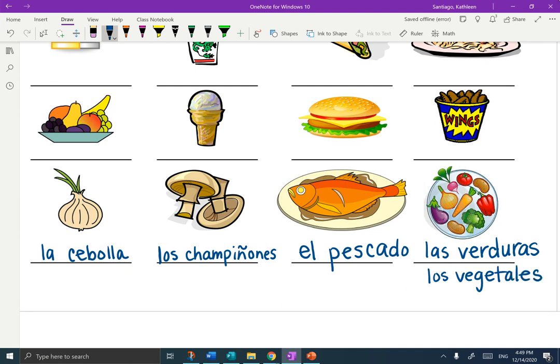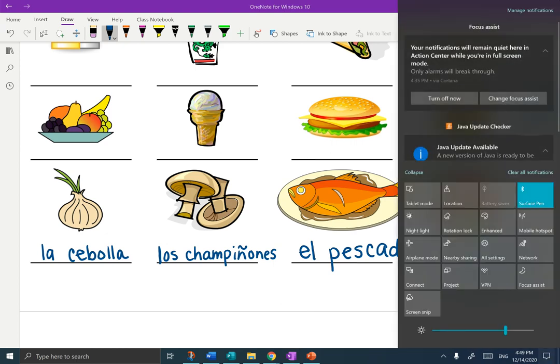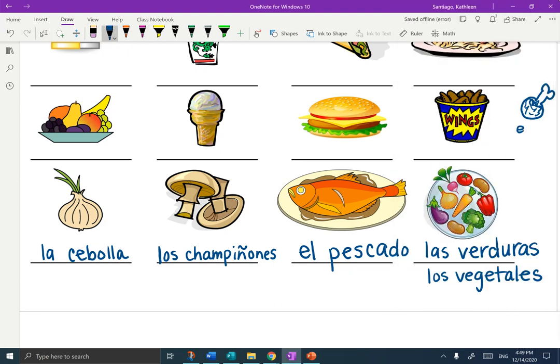Okay, the word for chicken, like if you were having, this is my very quick drawing of a chicken leg. If you were eating just a piece of chicken, it is called el pollo. So to talk about chicken wings, we have to say las alas del pollo, the wings of the chicken. So chicken is pollo, the wings of the chicken, las alas de pollo.